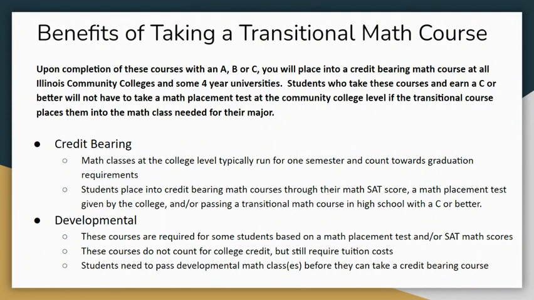Another option for your 4th year math course is to take a transitional math course. Upon completion of these courses with an A, B, or C, you will be placed into a credit-bearing math course at all Illinois community colleges and some 4-year universities. Students who take these courses and earn a C or better will not have to take a math placement test at the community college level if the transitional course places them into the math class needed for their major.